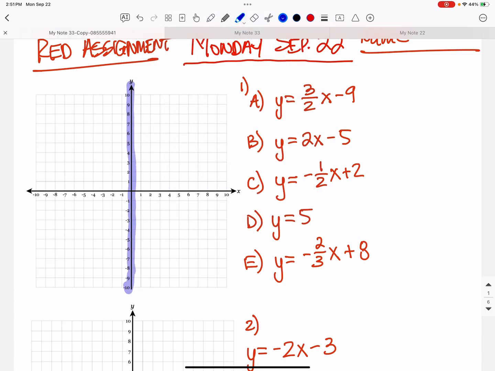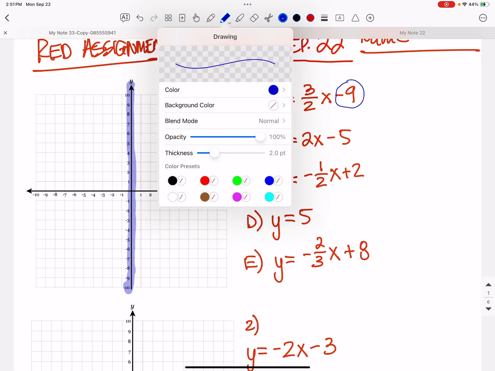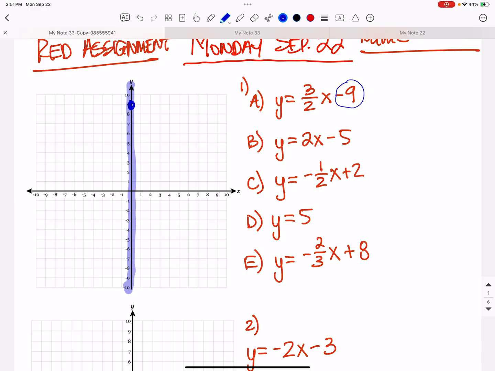All right, this first one starts off at -9, which is right there, and it goes up $3 every 2 days. 1, 2, 3 every 2 days. Up $3 every 2 days. Boom. Once we know that, there's the first line. There's A.